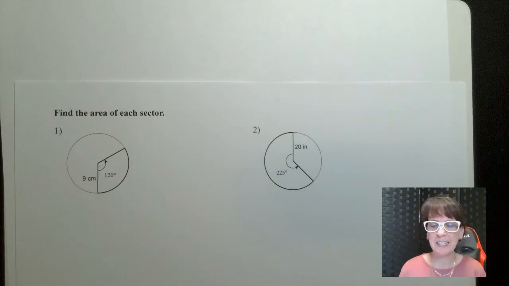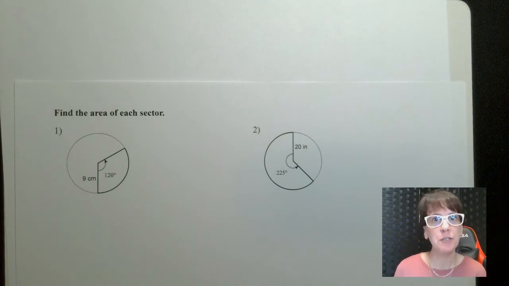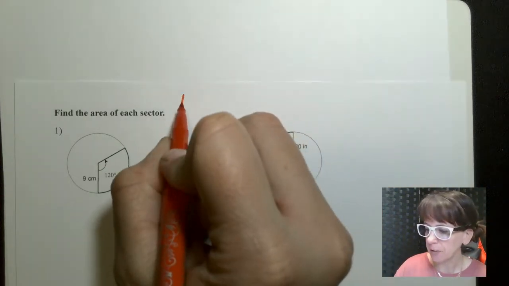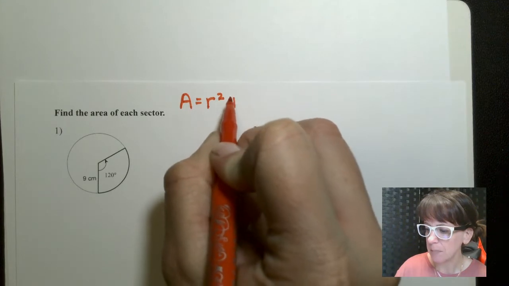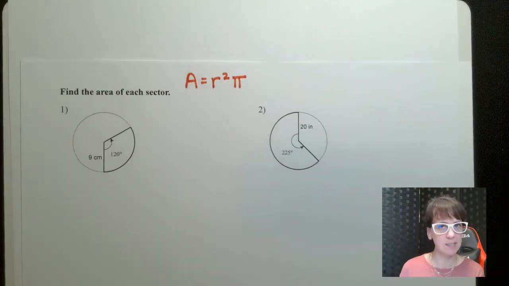Hi friends, welcome back. Today we're talking about finding the area of a sector. So a sector is just a portion of a circle. So first we have to remember, how do we find the area of a circle? Area equals the radius squared times pi. So our whole area is going to be that.